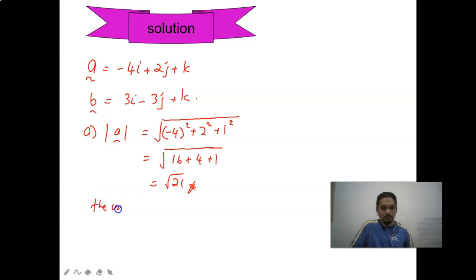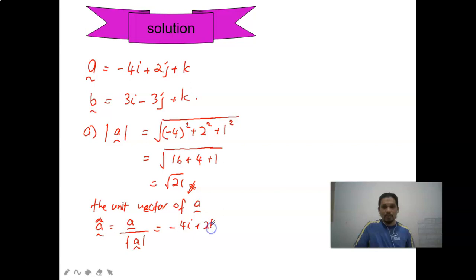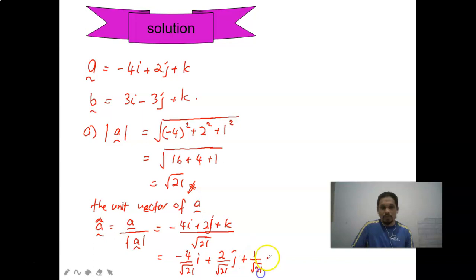Okay, then the unit vector of A equals the vector A divided by the absolute value of vector A, which is negative 4i plus 2j plus k divided by the square root of 21. Then we list down here one by one: it is negative 4 divided by square root of 21 i plus 2 divided by square root of 21 j plus 1 over square root of 21 k.